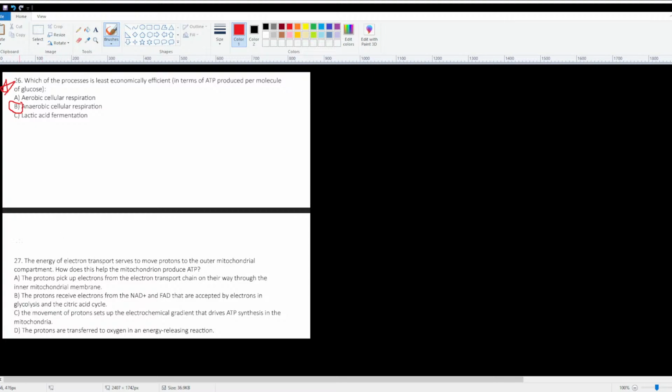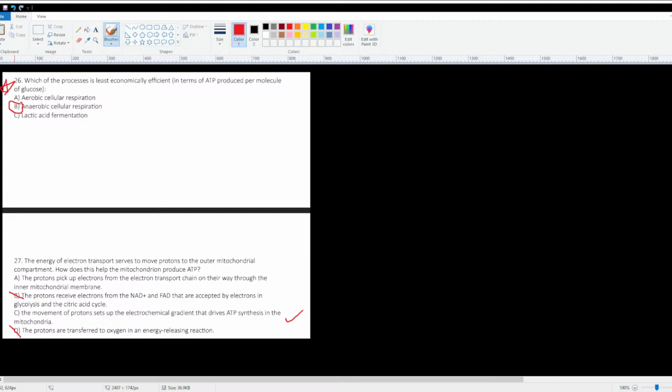Number 27. The energy of electron transport serves to move protons to the outer mitochondrial compartment. How does this help a mitochondrion produce ATP? So we went over this a little bit with the ATP bond, right? So D, the protons are transferred to oxygen in an energy releasing reaction. That is incorrect. The electrons are transferred to oxygen. C, the movement of protons sets up the electrochemical gradient that drives ATP synthesis in the mitochondria. That is definitely correct.